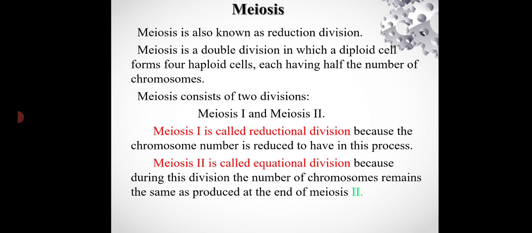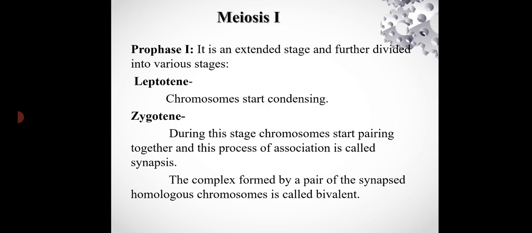Meiosis 1 is called reductional division because the chromosome number is reduced to half in this process. Meiosis 2 is called equational division because during this division the number of chromosomes remains the same as produced at the end of meiosis 1. First one, meiosis 1. Prophase 1 is an extended stage and is further divided into various stages.